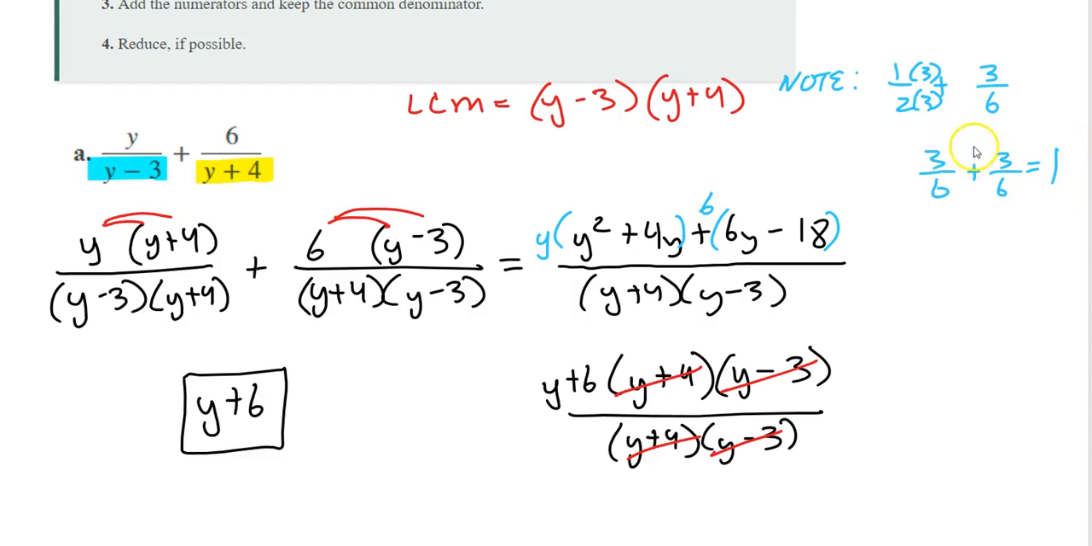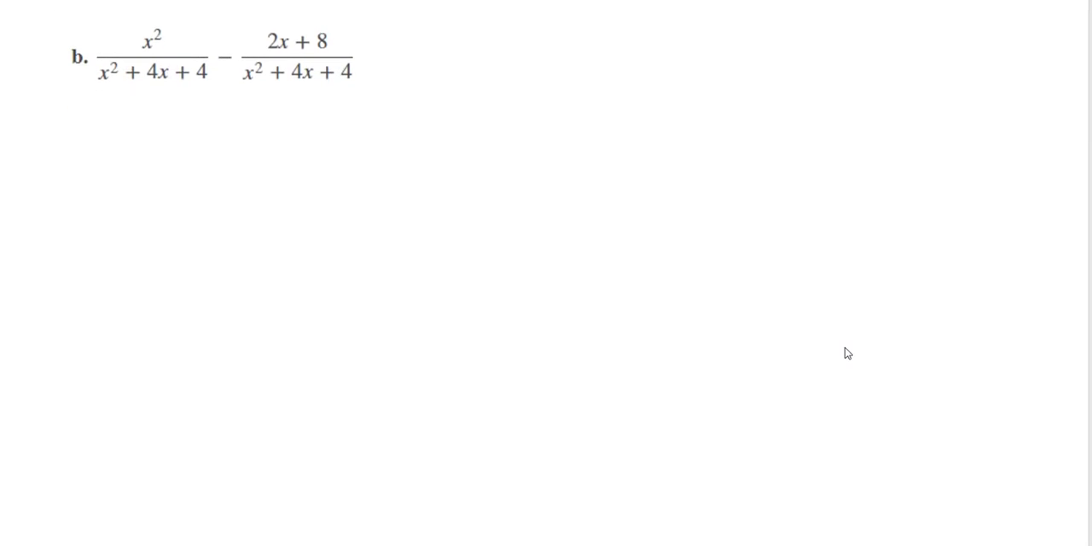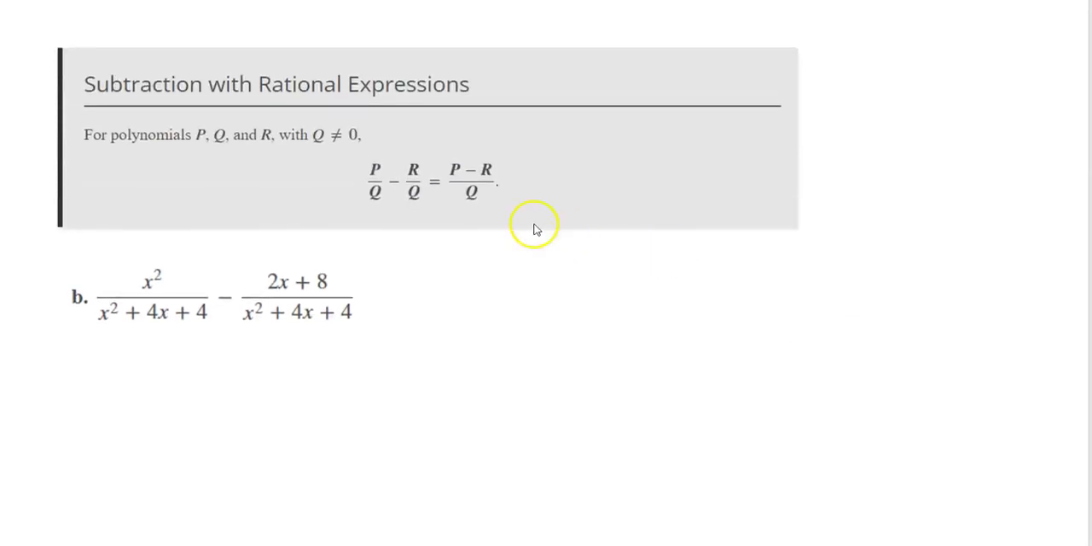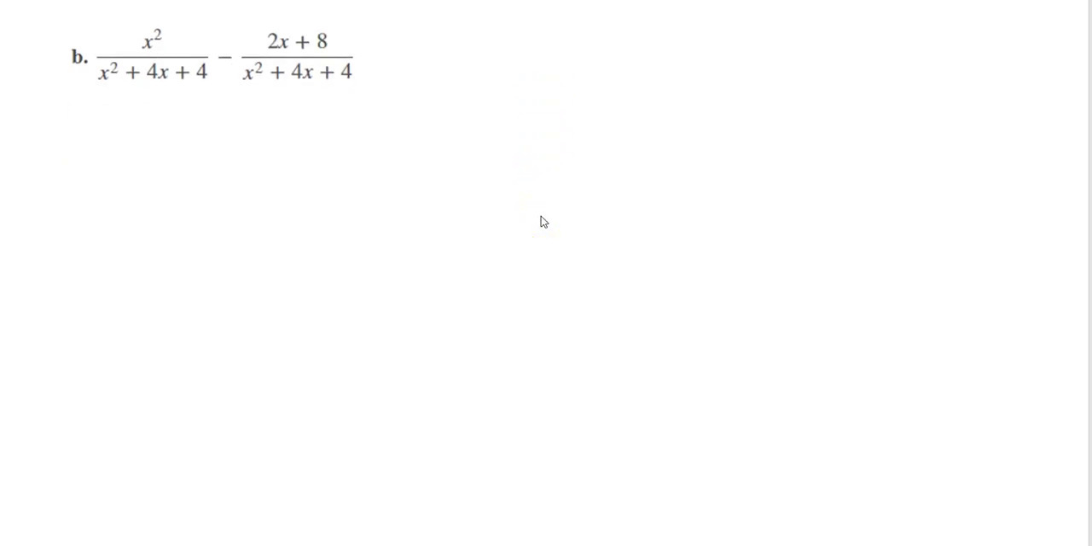But you notice what I did here. That's the exact same thing I did here, here, here, and here. I'm just creating the same denominator, is all I'm doing. Okay, let's continue on. Same thing, you're going to do the same exact thing. We're trying to create the same denominator, except now we're just subtracting. So let's go in here and get started.